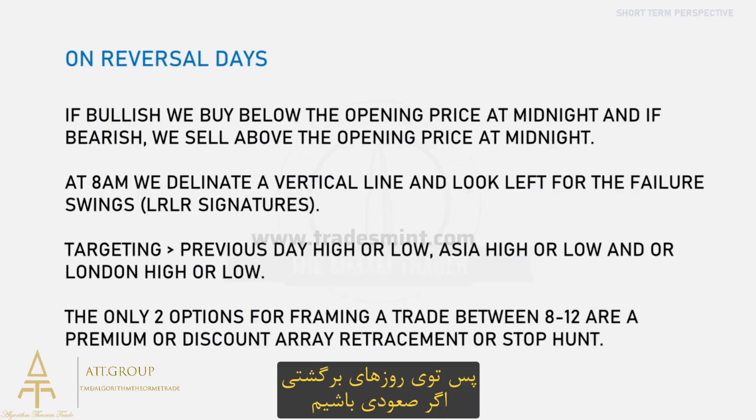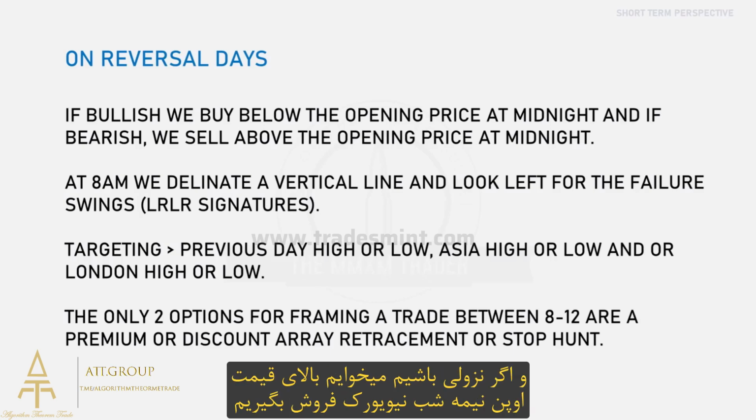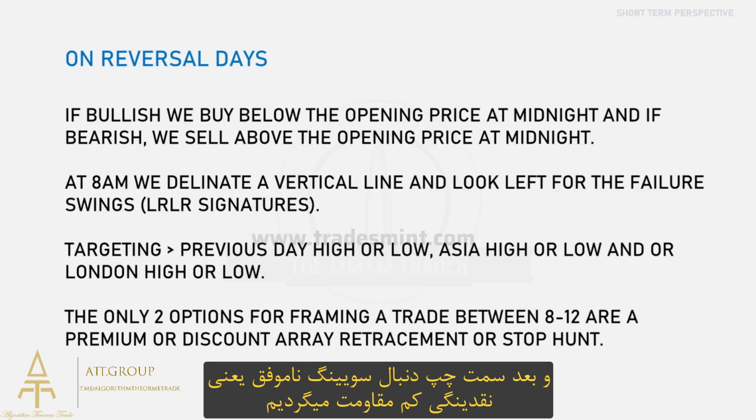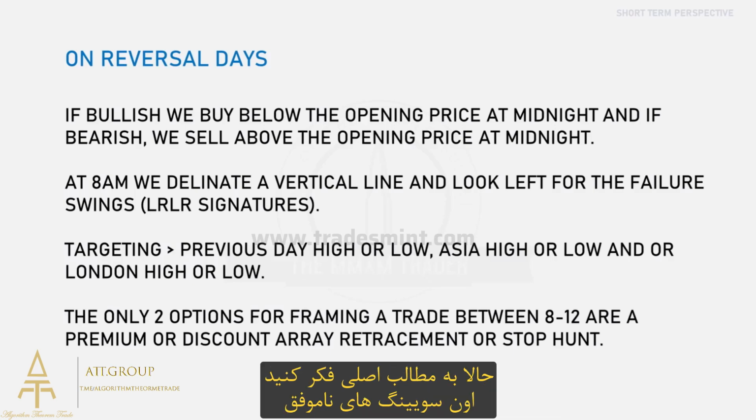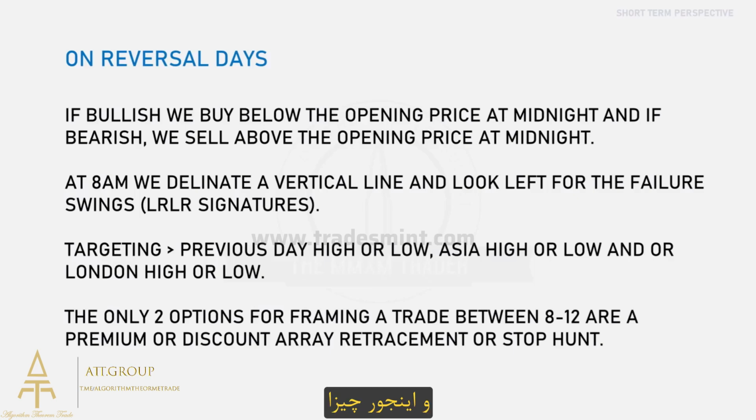So on reversal days, if we are bullish, we want to buy below the opening price at midnight, right? And if we are bearish, we want to sell above the midnight opening price. So at 8 a.m. we delineate a vertical line, and then we look left for those failure swings, right? Those LR signatures. Then we think back about core concepts, right? Failure swings, engineered liquidity, equal highs, equal lows, trend line, and all that kind of stuff.